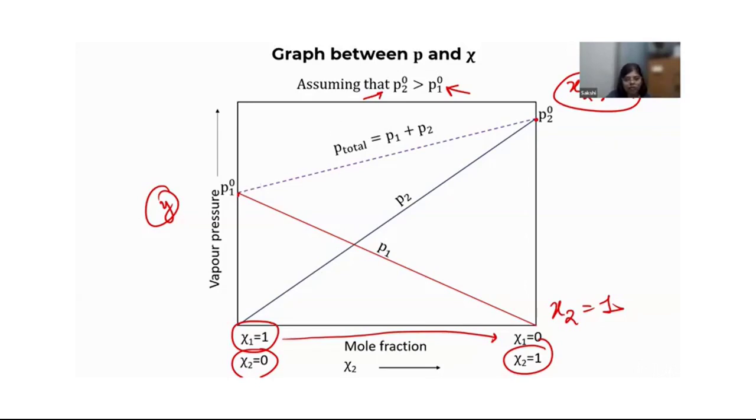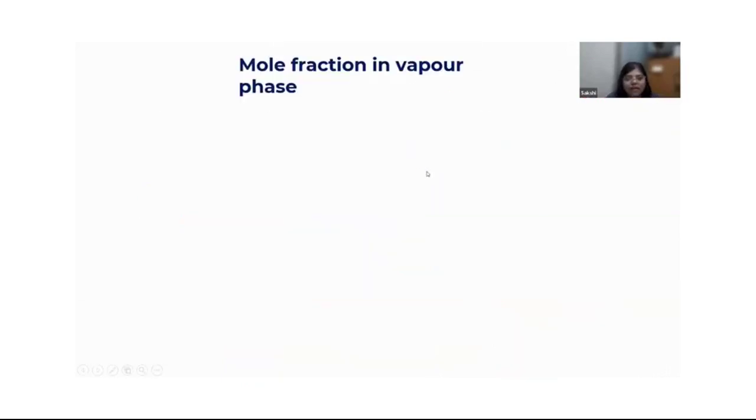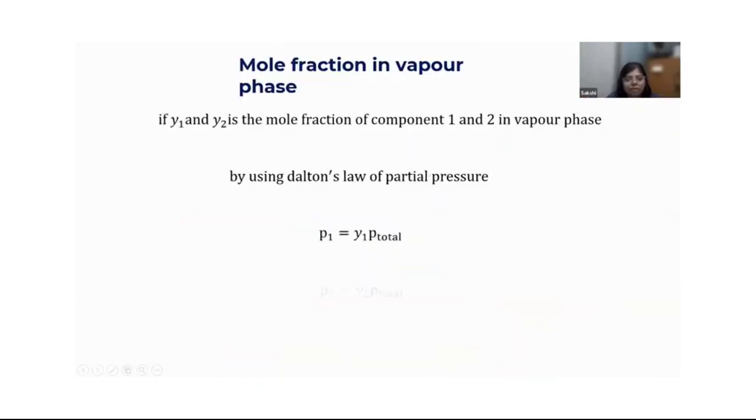So now we draw a dotted line here. This gives us Dalton's law, that the total pressure is equal to the pressure of component 1 plus the pressure of component 2, right? Let us move forward. Okay.